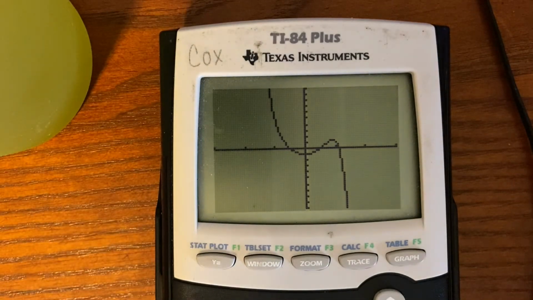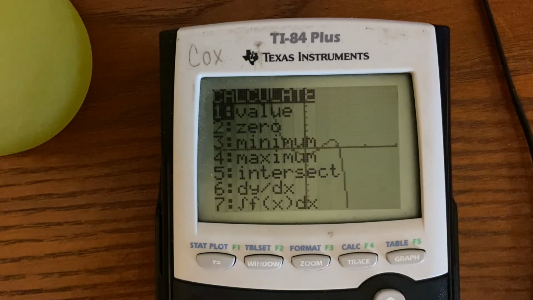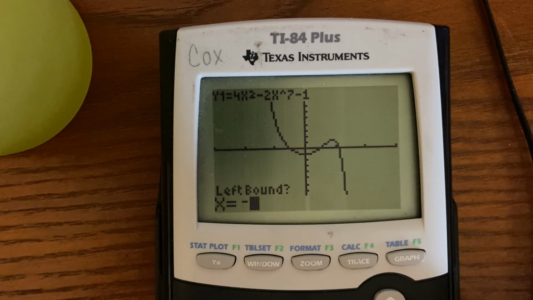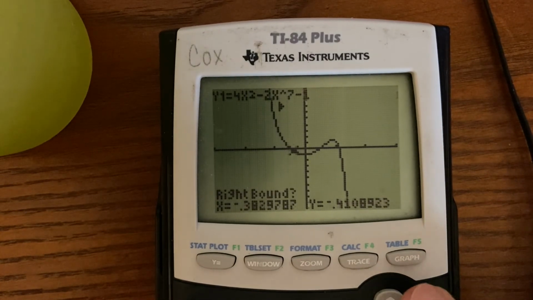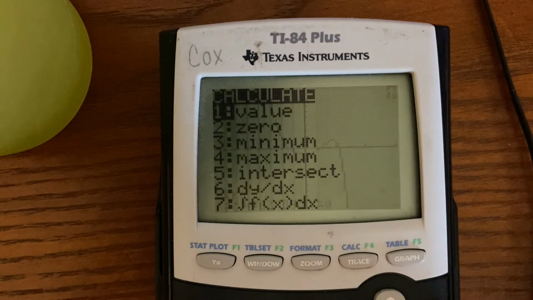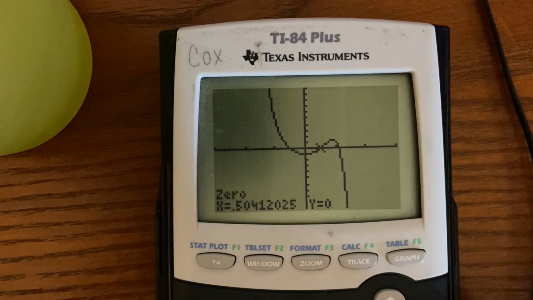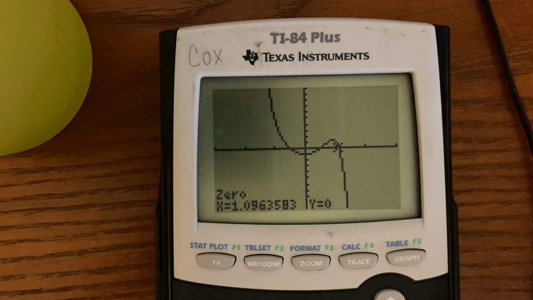So just like before, I'm going to press second calc 0. I want to be above and below. So I got one at about -0.496. Do this again, right? Left bound below in this case, above. One at about 0.504. And do it one more time. About 1.10, right, with our 3 significant figures.